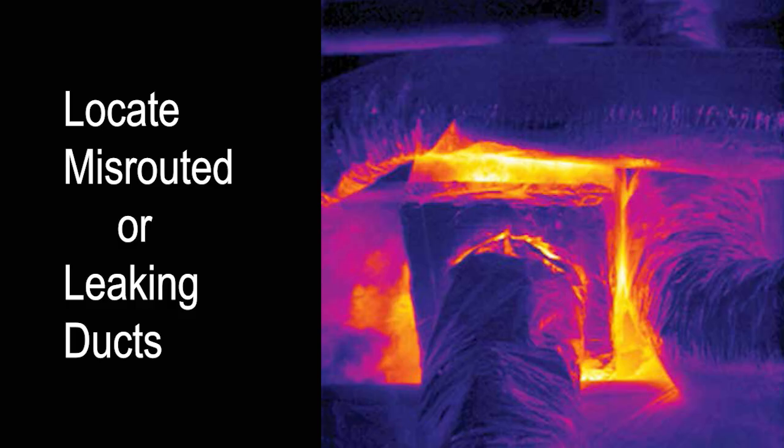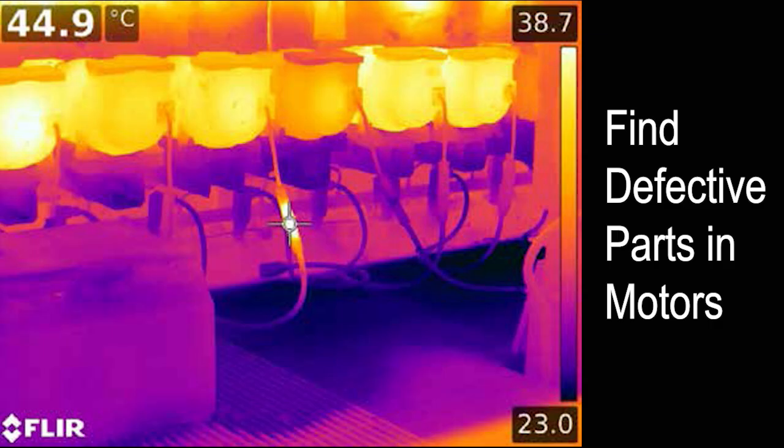We can also use thermography to locate misrouted or leaking ducts in HVAC systems. Here's another image that shows a failing connector on a motor. You can see right in the center where we see a hot connector on a motor, detected by the thermal camera. We would not be able to detect that otherwise. So it's really good for preventive maintenance.